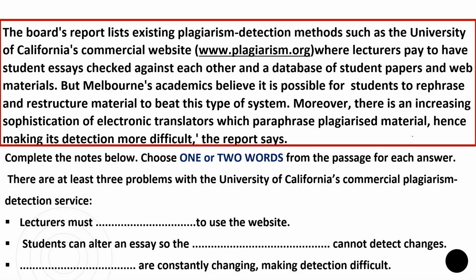Complete the sentence is one of the questions where we practice scanning. As you can see, we have the text at the top and the questions underneath. It's very important to read the instructions: 1 or 2 words. So stick to 1 or 2 words in your answer. Now let's read the question. There are at least 3 problems with the University of California's Commercial Plagiarism Detection Service. The first question: lecturers must (space) to use the website.